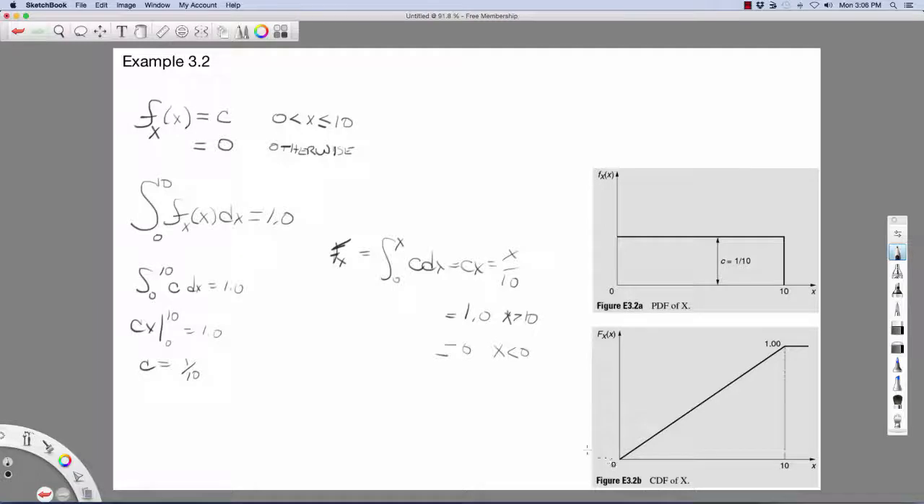So the plot of the CDF is given by figure 3.2b, where it's 0 at 0, and then it increases linearly all the way up to 1 at 10, and then it flattens out. It stays 1 for any other value. So this gives us what the CDF of our random variable x looks like for this problem.